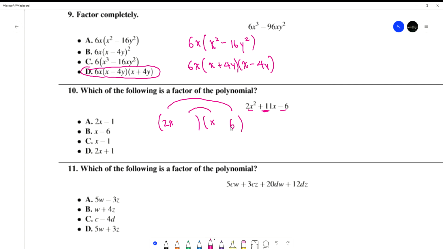So if I put a 6 here, I can see this is a 12x. And if I put the 1 here, I get 1x. And if I subtract the 1x, this is equal to 11x. That's how I know that the minus is in the 1. Okay? So 2x squared plus 12x minus 1x minus 6. So I see 2x minus 1 is one of the factors listed. Right? Oh, I'm sorry, I forgot this is plus.